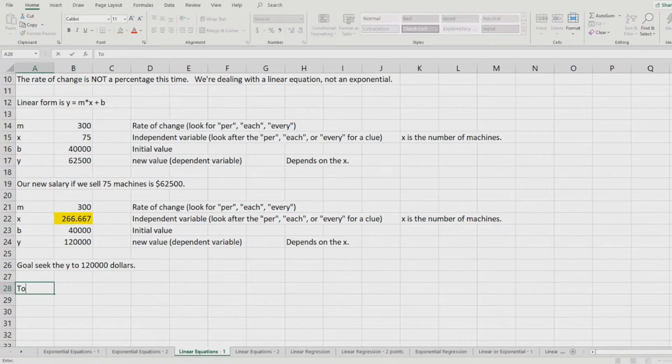So, to make $120,000, we must sell 266.67 machines. Now, of course, you can't sell 0.67 of a machine, so let's go ahead and round up and say 267 machines. So there you have it. We've answered question B. That's how many machines we have to sell to make that amount of money.